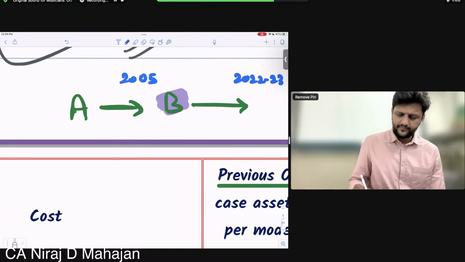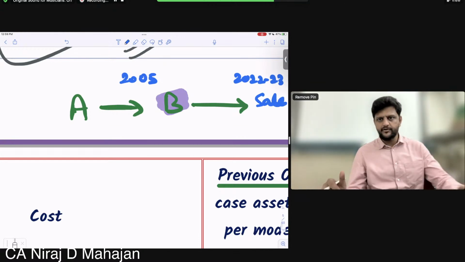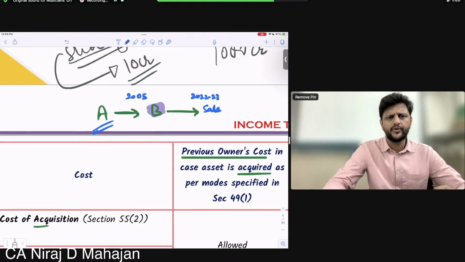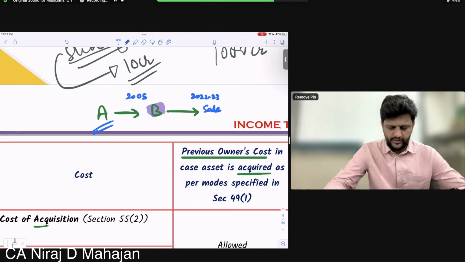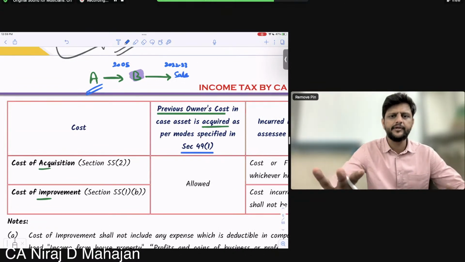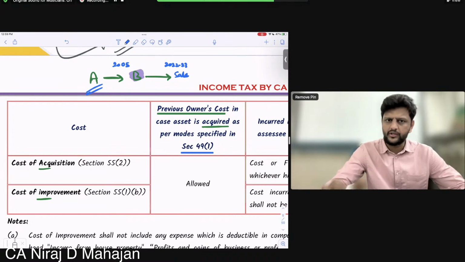Okay, sale. I'm just writing a sale. But what we are saying is, who is the previous owner for B? The previous owner for B is A. Yes, let's go. So look, just try to pay attention here. What is the wording given over here, or what is the clarification given? That earlier owner's cost of acquisition or earlier owner's cost of improvement will also be allowed to the current assessee, only if the asset was transferred to B as per the modes given in 49(1). Little bit, did you understand? So the mode of transfer to B is through 49(1). Then the earlier owner's cost of acquisition as well as improvement is also allowed to the current assessee.